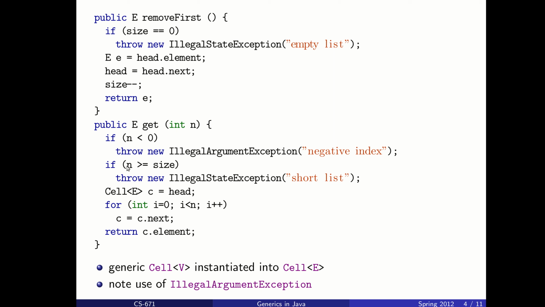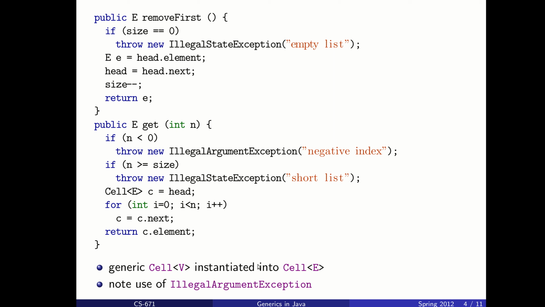Similarly, get will just step us out to whatever index was requested, and we'll return the element from that one. We don't have to do any special saving of the element, but we did have to create a cell variable. We had to specify that it was a cell of E objects and start it at the head and step it, and then we're returning its element. So this is holding the cell temporarily that we're stepping to and then getting the element from it.